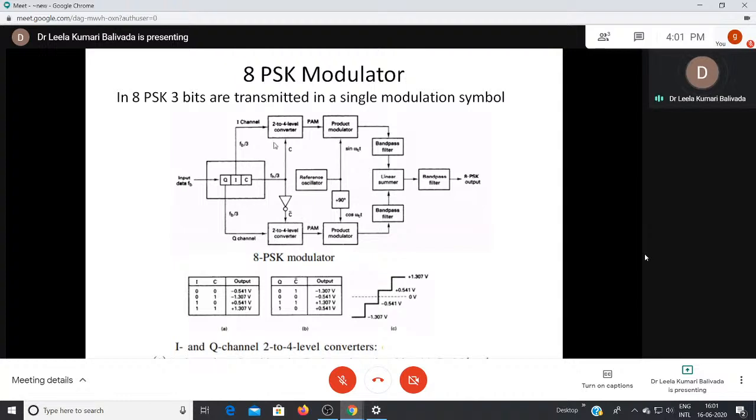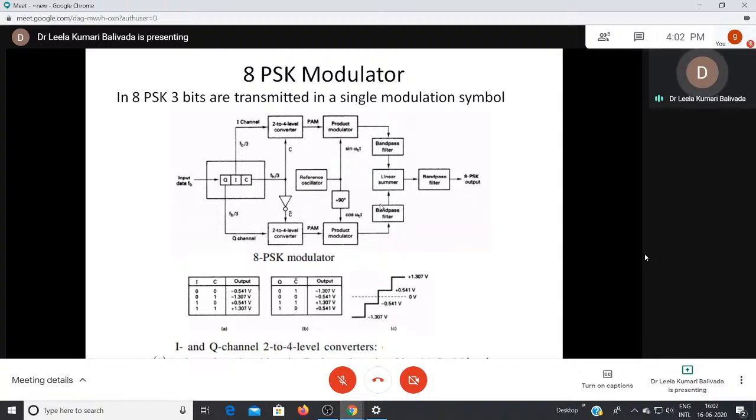From this, the 2 to 4 level converter produces a signal, and this signal is multiplied by the carrier frequency in the product modulator, and the linear summer sums up the outputs of both the product modulators from the I channel and Q channel.